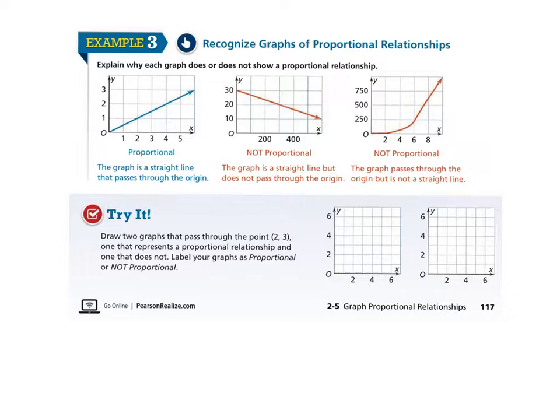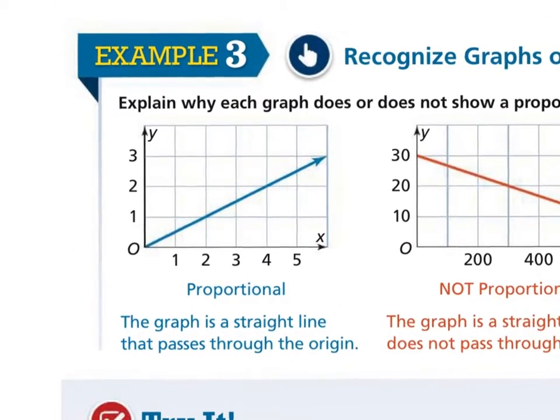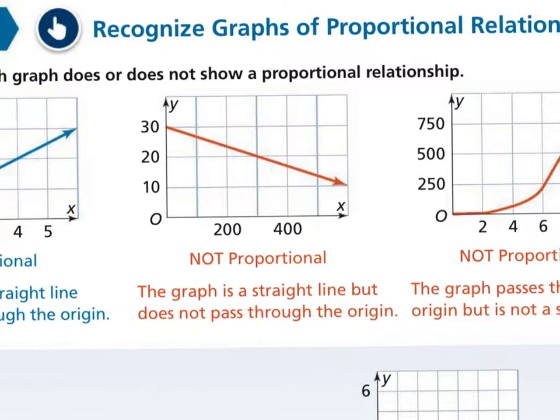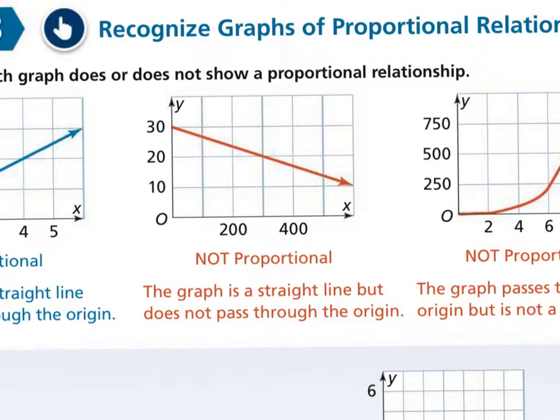Example 3, explain why each graph does or does not show a proportional relationship. So basically 2 things we're looking for. Does it go through 0, 0, and is it a straight line? So example 3, if you look at the first line, it does go through 0, 0. It is a straight line, and so that is proportional. The second line is a straight line, but it doesn't go through 0, 0. It goes through 0, 30. That does not work. So that is not proportional, okay?